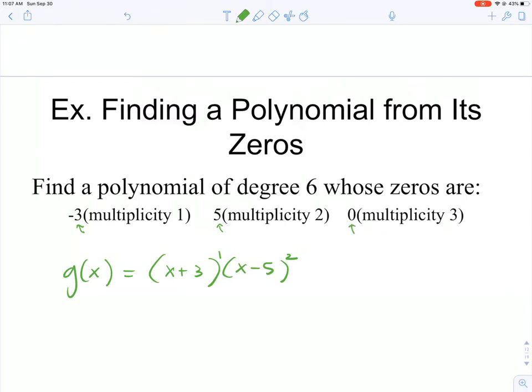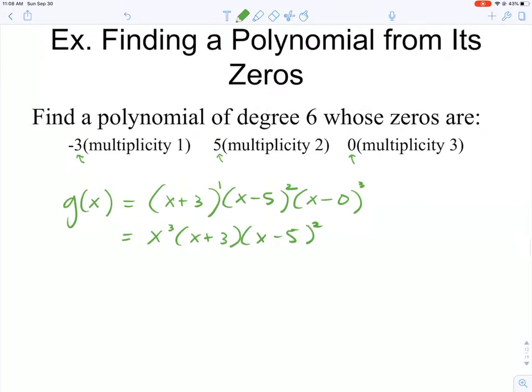And then if 0 is a zero, that's x minus 0, or just x, and has a multiplicity of 3. So I'm going to clean that up and write this as x cubed times x plus 3 times x minus 5 squared. The order of the factors does not matter. That's by the commutative property of multiplication, right? a times b is equal to b times a.